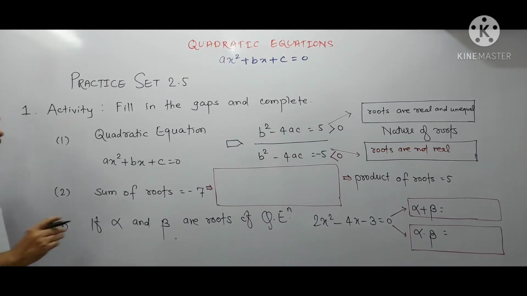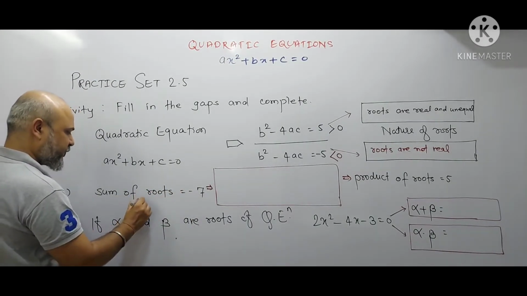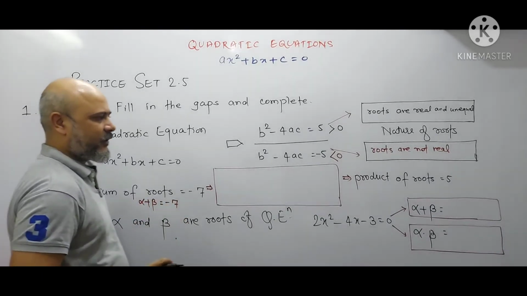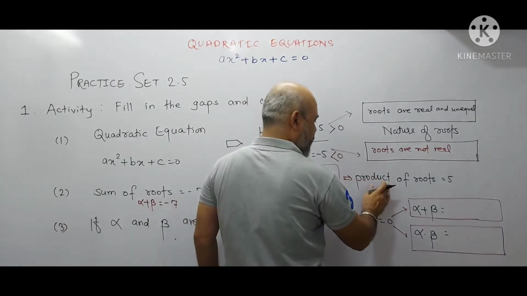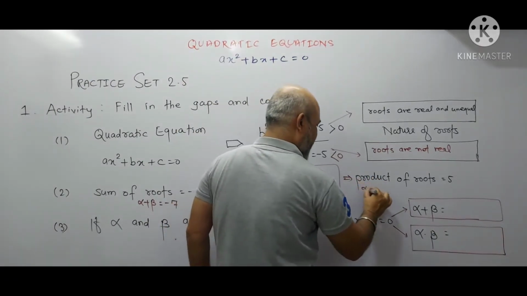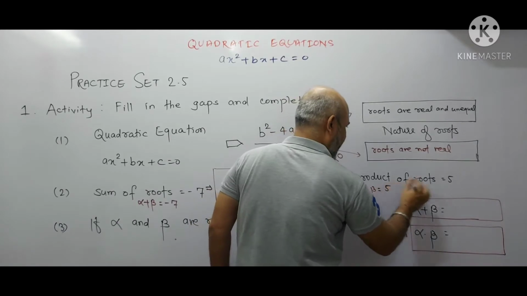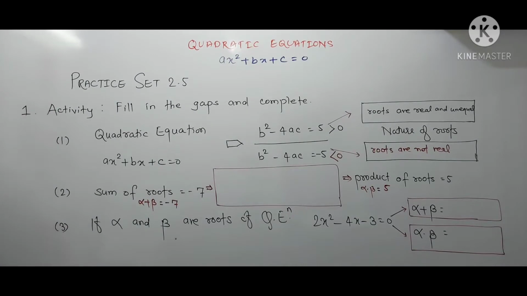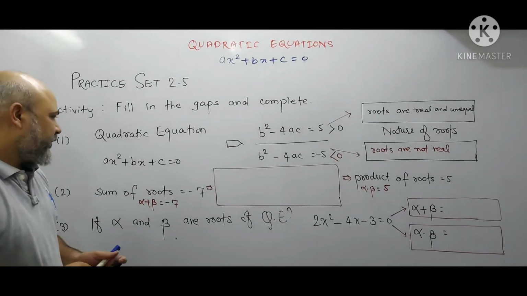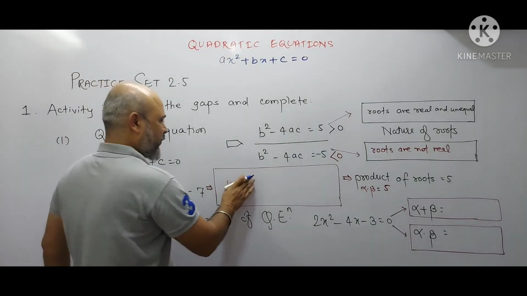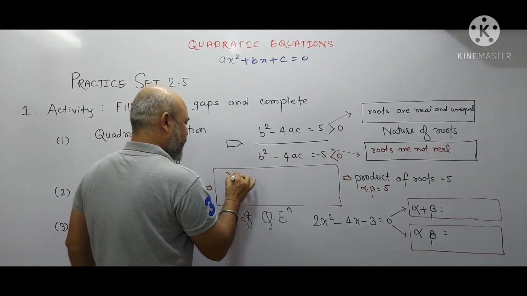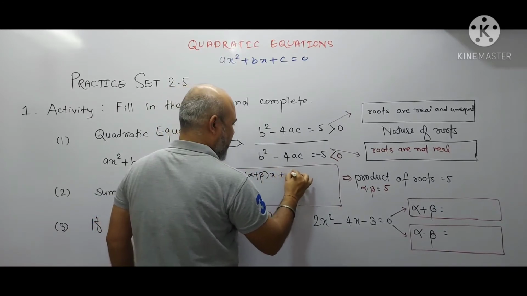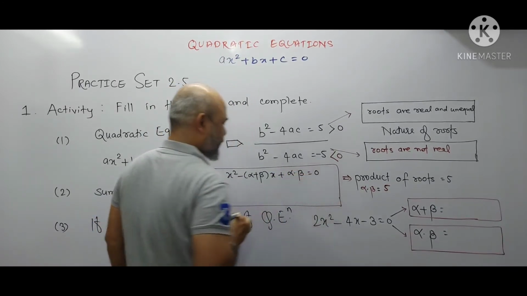Sum of the roots is given to you minus 7. Sum of the roots means what? Alpha plus beta. So alpha plus beta is equal to minus 7 and product of roots is given to you, that is alpha into beta is equal to 5. Okay. So what is given? Sum of the roots alpha plus beta is equal to minus 7 and alpha into beta is equal to 5. Now you have to frame the quadratic equation. So how will you frame the quadratic equation? x square minus alpha plus beta into x plus alpha into beta, this is equal to 0.